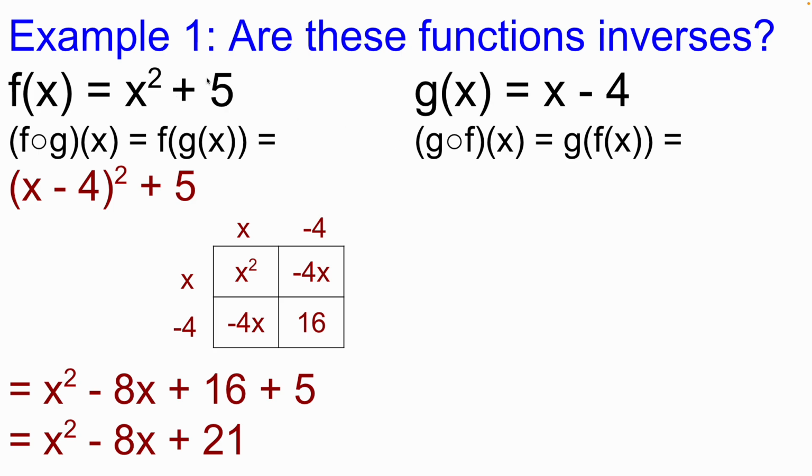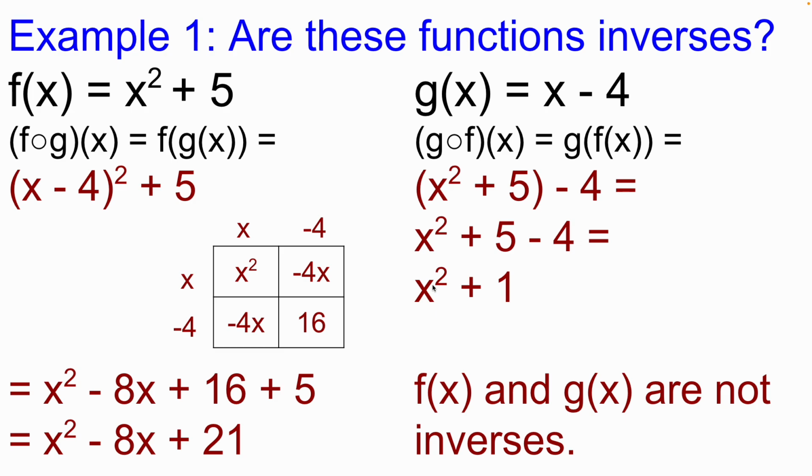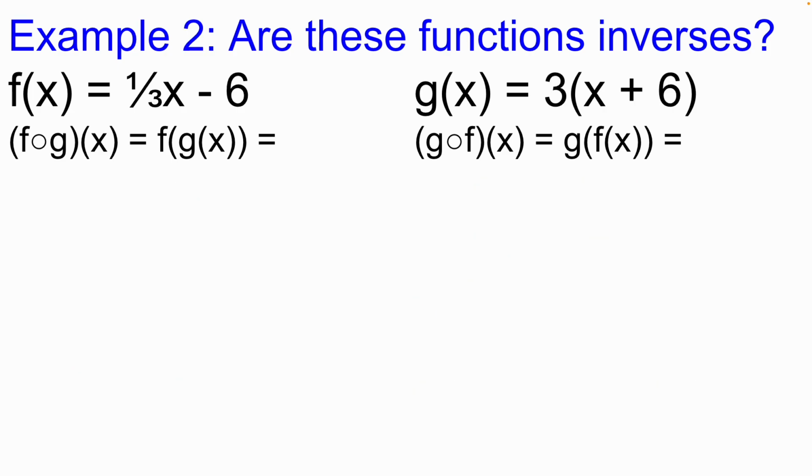So now I'm going to plug in f of x into g of x. Wherever I see an x in g of x, I'm plugging in the function x squared plus 5. You don't really need the parentheses for this one. And 5 minus 4 is 1, so this will become x squared plus 1. Again, this doesn't equal x, so we can say that f of x and g of x are not inverses.